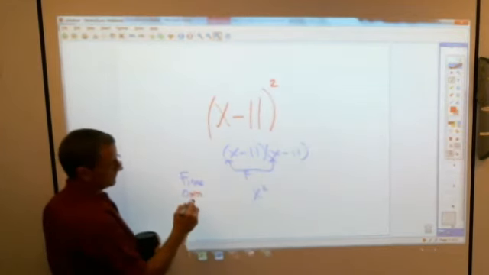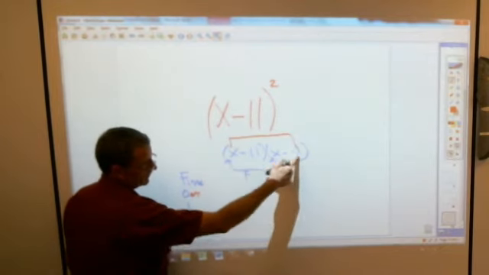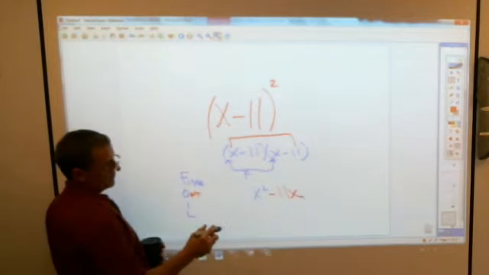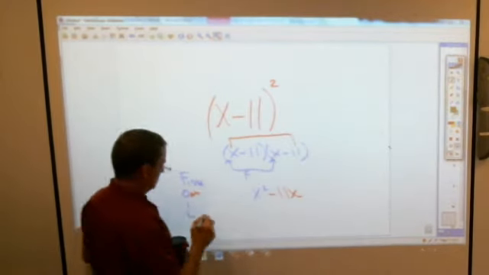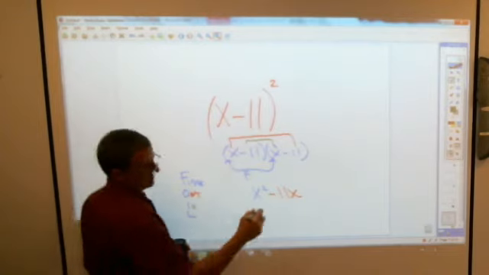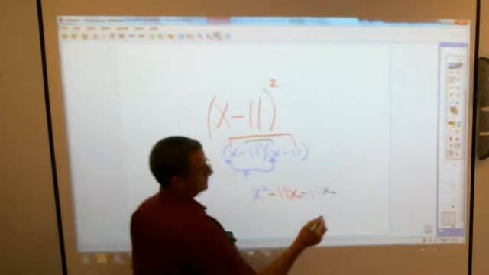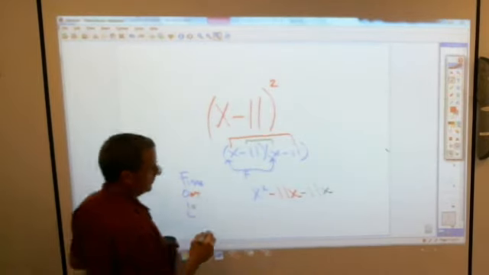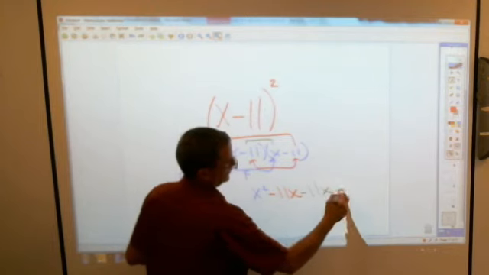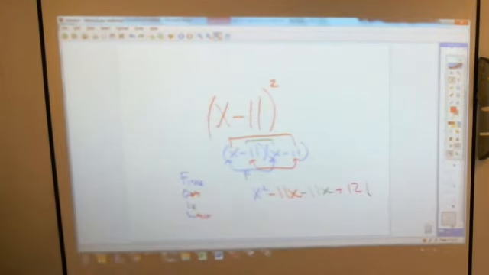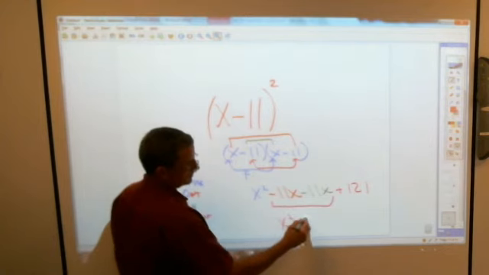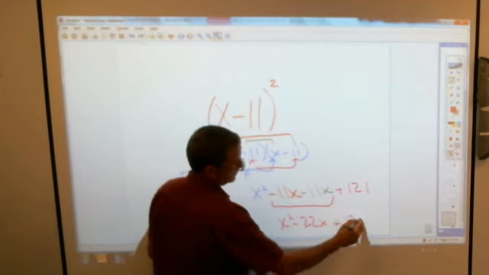O is the two outside terms. Negative 11 times x is negative 11x, right? The inside terms, the two inside, that's what the letter I stands for, which is again another 11 times x, which is another 11x. And the L stands for the two last terms, which would be a negative 11 times a negative 11, which is positive 121. Now when you look at that, you can combine these two. These are like terms, so you can put those together and you get x squared minus 22x plus 121.